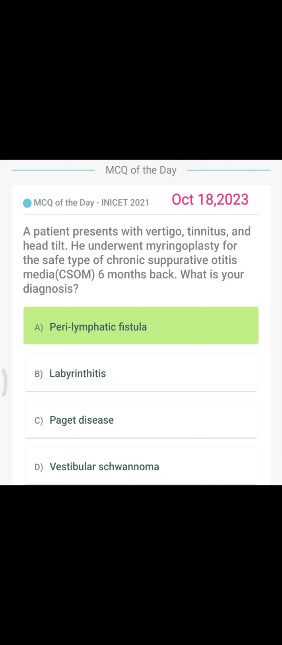October 18, 2023. So this is the MCQ of the day from Marrow, and it is a free question that I have recently got from Marrow. So let's discuss it.